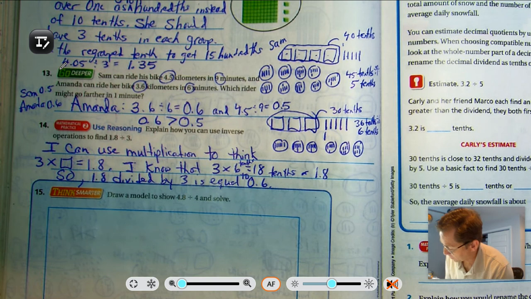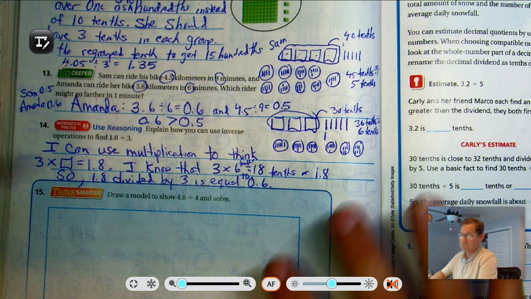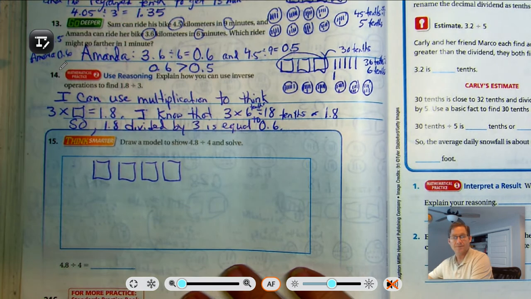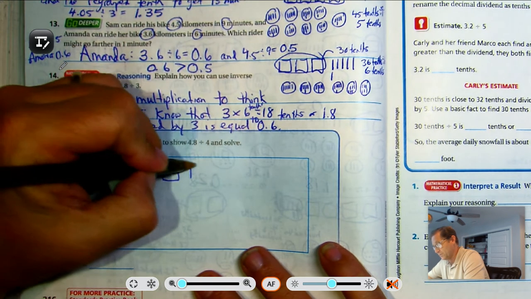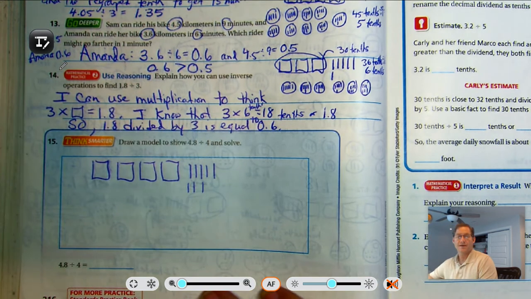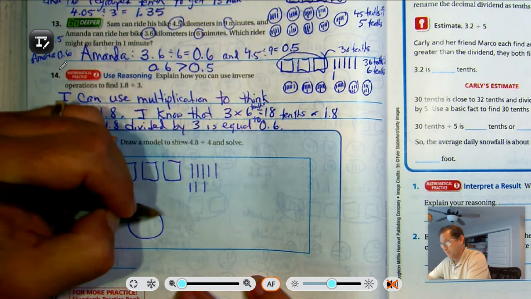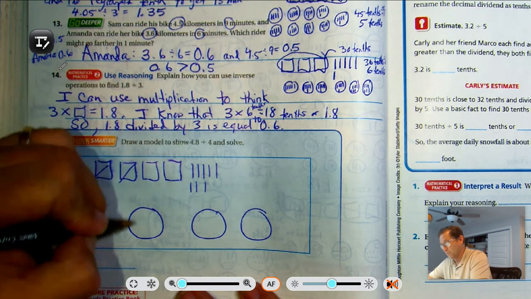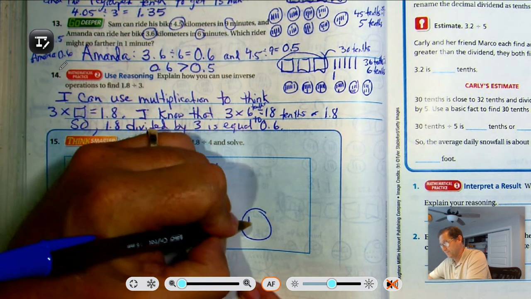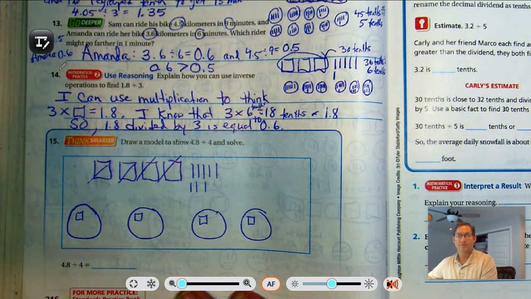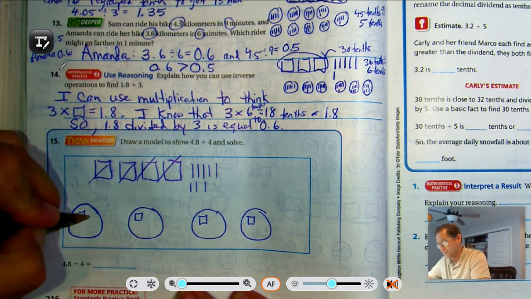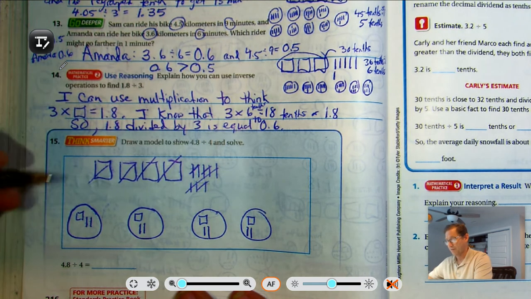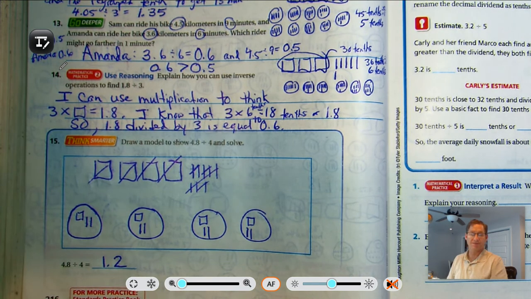All right, number 15, draw and model to show 4 and 8 tenths divided by 4. All right, is everything the same as what we've been doing? So there's our 4 wholes. 1, 2, 3, 4, 5, 6, 7, 8. And we need to put them into four equal groups. Well, that we can do easily. I can share one whole with each of the four groups. And now we're left with 8 tenths. Well, 8 tenths divided by 4 is 2 tenths. 2, 4, 6, 8. So our answer is 1 and 2 tenths.